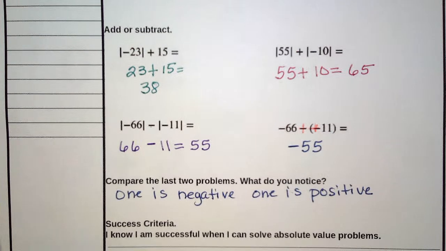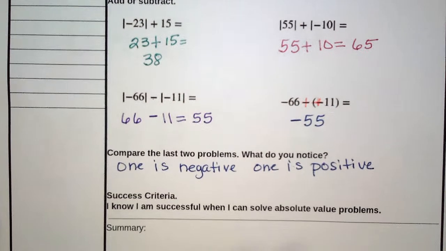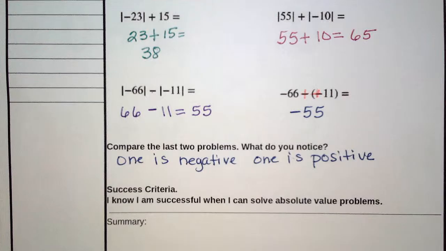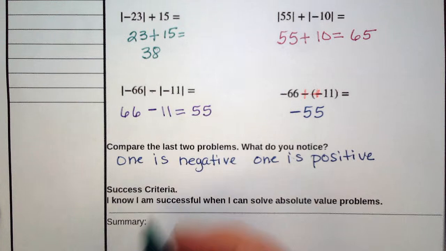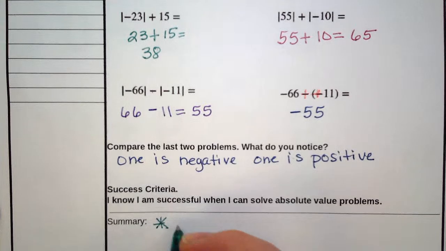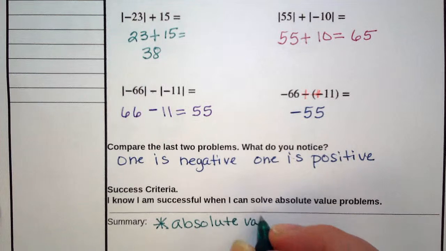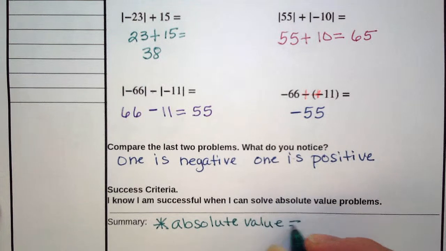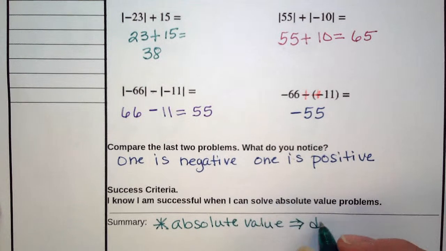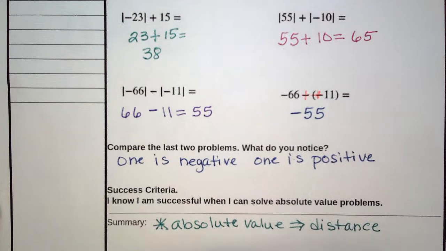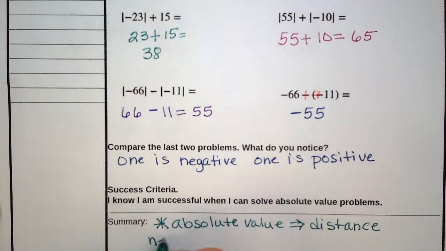So, how do you know you're successful? You know you're successful when you can solve absolute value problems. What's the important thing to remember? Absolute value is a distance. And a distance can never be negative.